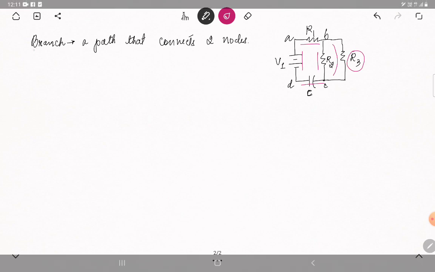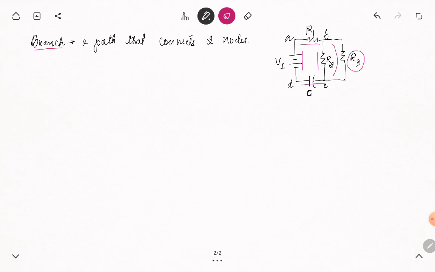So we are done with defining some basic terms that are required in this semester. So let's come back to our first topic of unit 1, the basic circuit elements.